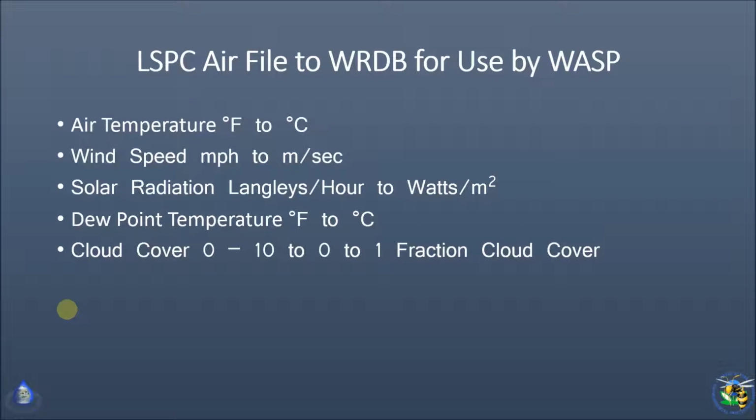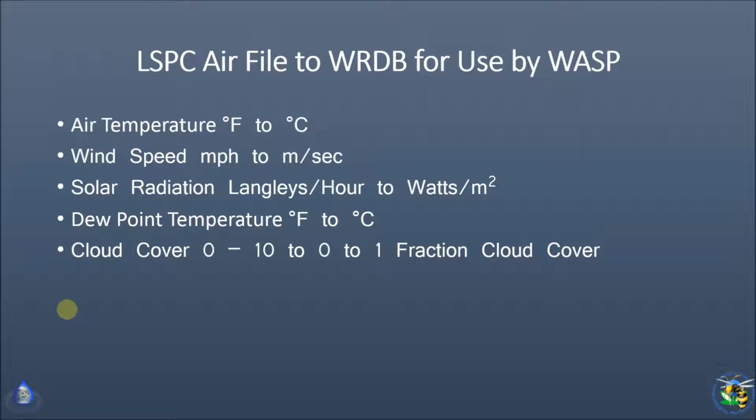We do have to do one step in the import process from the air file to WRDB for use by WASP. We do need to do some units conversion changing. The first thing is we're going to pull in air temperature from the LSPC air file, and LSPC temperatures are in degrees Fahrenheit. We want it in degrees centigrade. Wind speed is in miles per hour. We want it in meters per second. Solar radiation is in Langleys per hour, and we need to convert that to watts per meter squared.